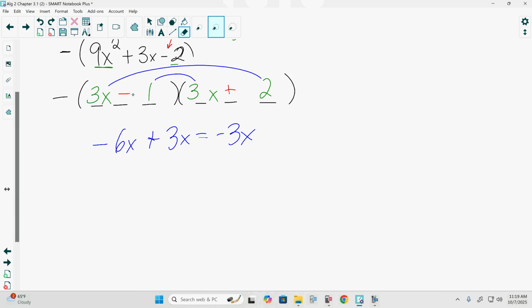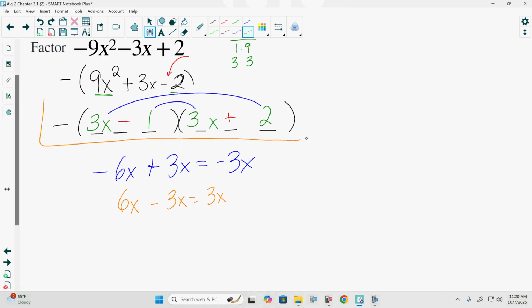My default is normally just switching the plus and minus. The negative or the minus sign gets an extra line, and the plus just gets rewritten. And what that gives us is 3x times 2 is 6x. Negative 1 times 3x is negative 3x. Changing our sign from negative 3x to positive 3x as our middle term, telling us that 3x minus 1 times 3x plus 2 is the correct factorization of this. Questions on this?